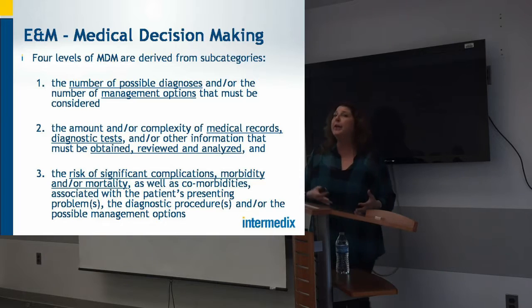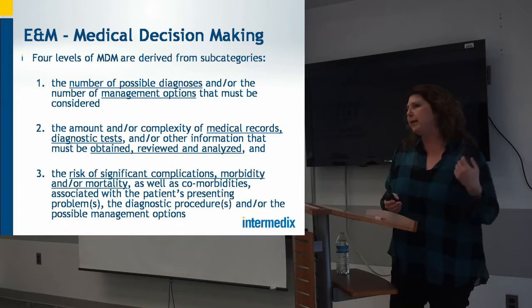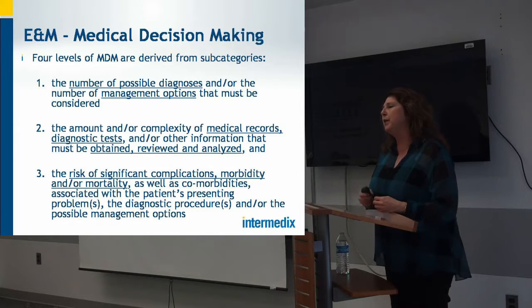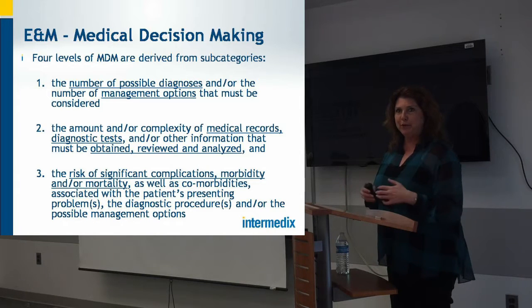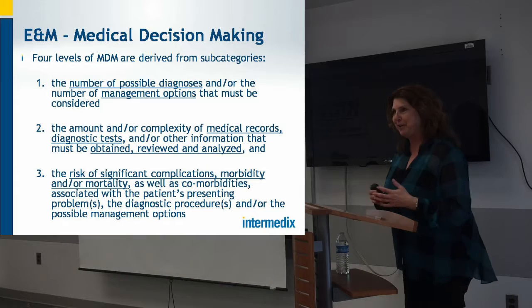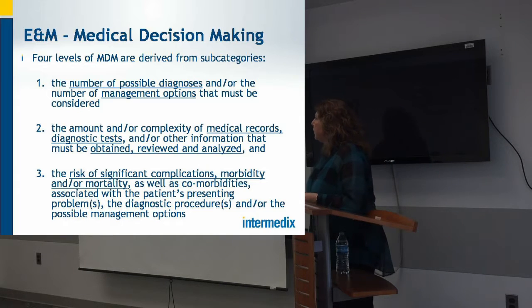So there are 3 different categories of medical decision making. We try and look at the number of possible diagnoses and management options. We look at the type of data, and then we assess risk. And it's this complex point system. I'm not going to bore you. You're going to just think my job is very boring if I get too into the details. But these are the different types of things that we're looking at.